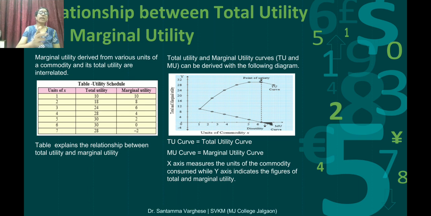Now in the last slide, we studied the relationship between total utility and marginal utility. There is a schedule, so derive the schedule explanation and read the textbook also, and in the coming part I will clear your doubts. If you study this, the next part will become very easy for you.